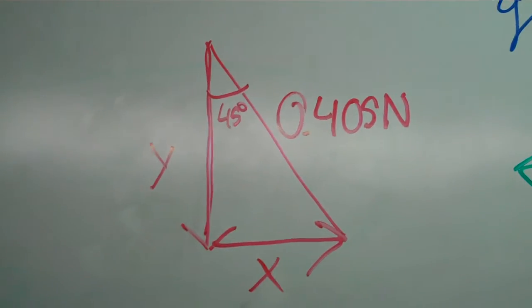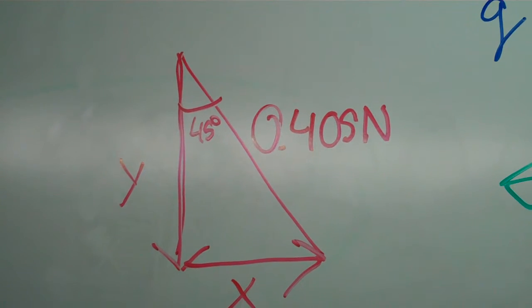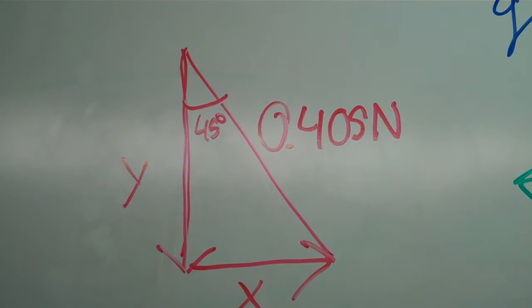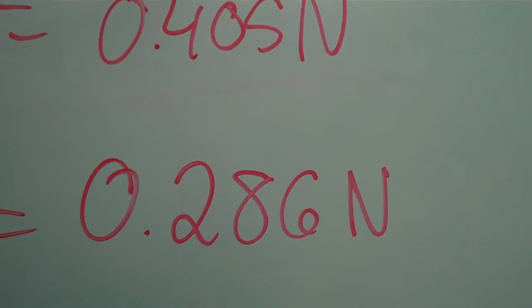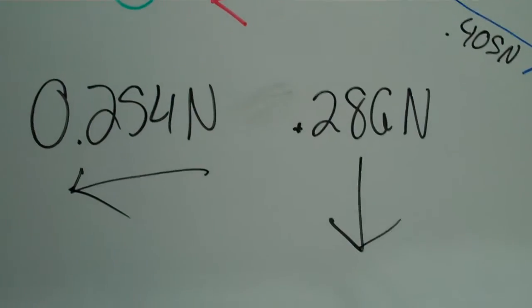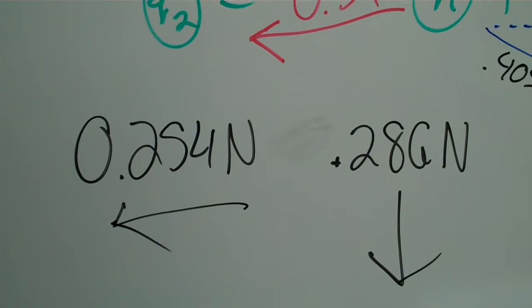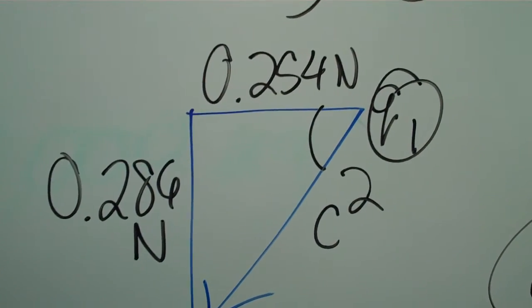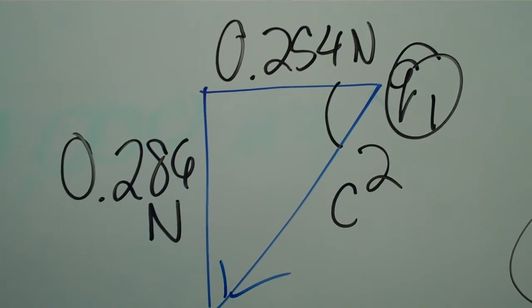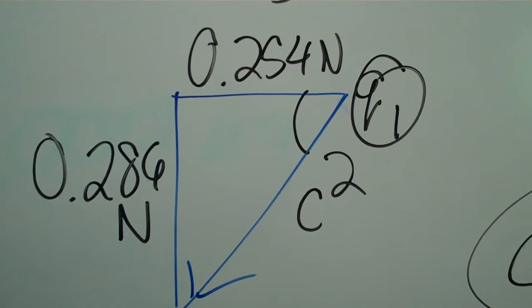Now when we solve to find the y component of the triangle, when you do cosine 45 degrees equals y over the hypotenuse, we also end up getting 0.286 newtons. So we now know that Q1 is being pulled to the left 0.254 newtons and down 0.286 newtons. So we set up a right triangle to figure out what the angle is there, where Q1 is at. So Q1 in the upper right hand corner there is where the charge is at. It's being pulled down and to the left. We want to find the angle and the amount of force.